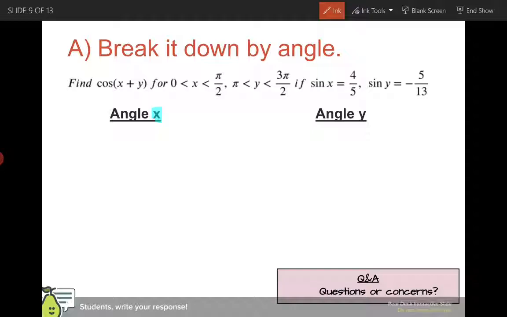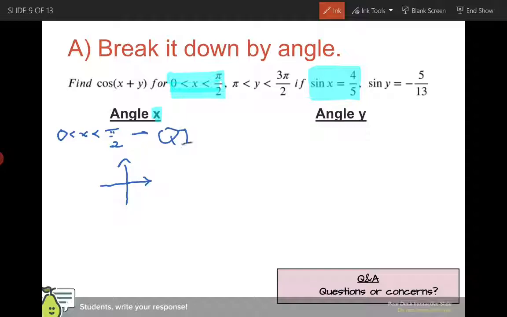I'm going to highlight everything I've been given for angle x. I've been given an interval, and I've also been given a ratio. I'm going to start by listing the interval. 0 is less than x, which is less than pi over 2. This interval is referencing between this and this piece of a Cartesian plane. Basically, this is a fancy way of saying, hey, I just want quadrant 1 values.